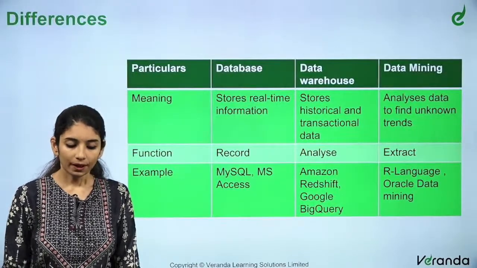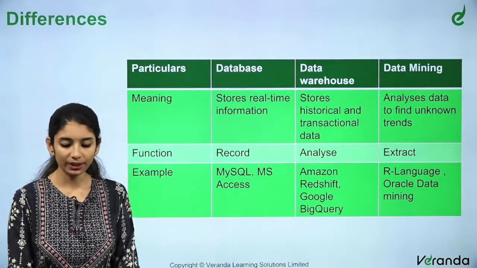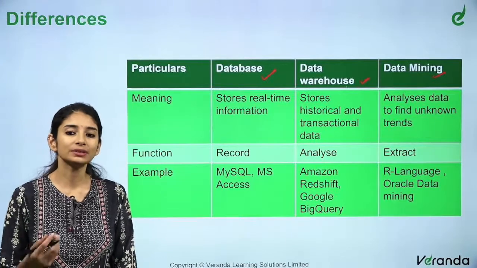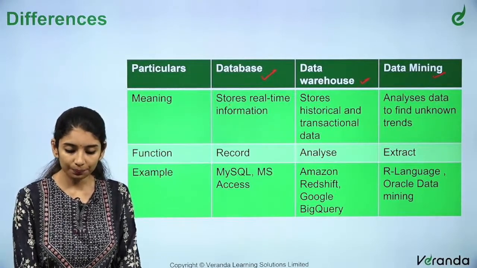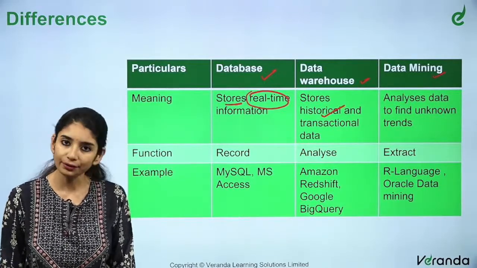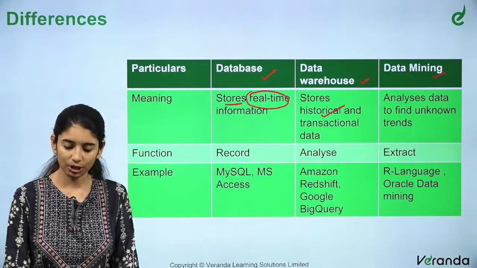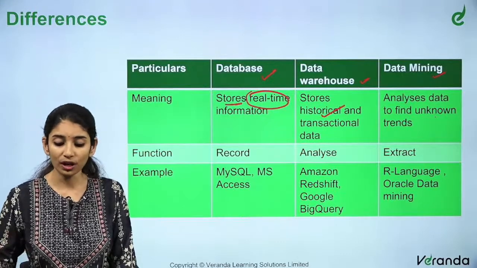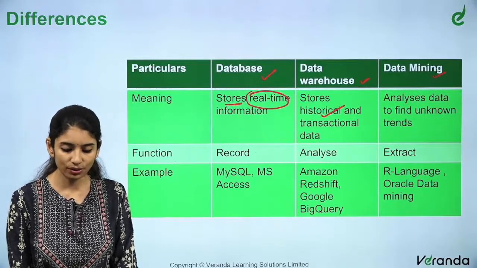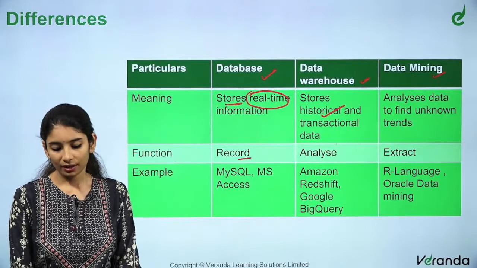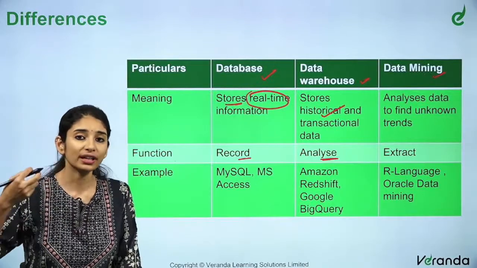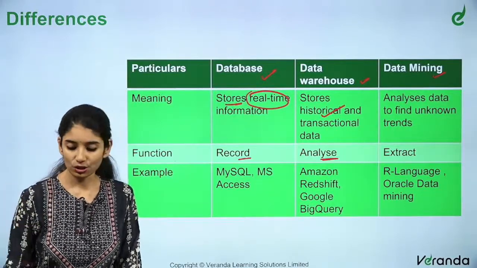Clear? Now here is just a quick glance at the differences between a database, data warehouse and data mining. The names database and data warehouse sound similar, they mean storing of data. The database stores information on a real-time basis, but data warehouse stores historical and real-time information. Data mining is not for storing the data, but for running analysis on the data to find out trends. The function of a database is to record the data, data warehouse is to record and analyze the data. Data mining, like how coal mining is to extract coal, similarly is to extract the data.